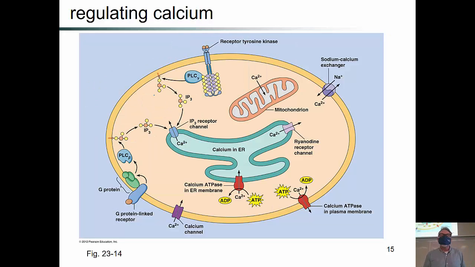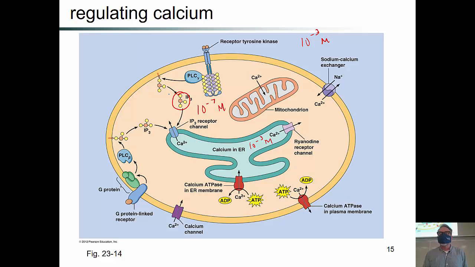IP3 can open up calcium channels on the smooth endoplasmic reticulum. So this is showing calcium regulation. In the cytosol, the concentration is about 10 to the minus 7 of calcium. It's much higher in both the smooth ER and the extracellular space. It's about 10 to the minus 3. So IP3, what it does is it opens up these calcium channels and calcium floods into the cell.